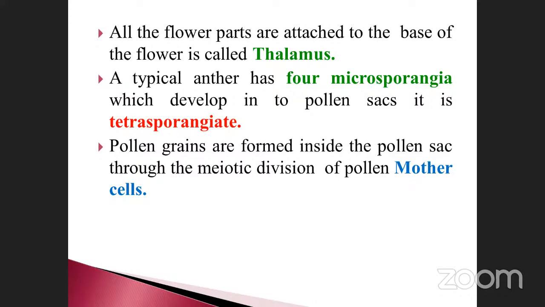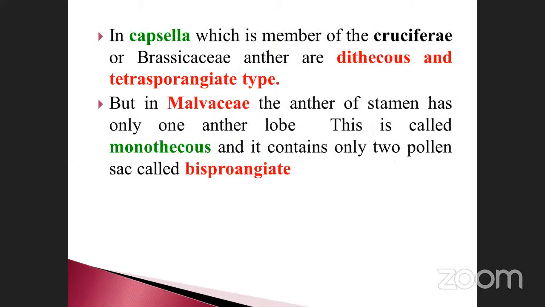Pollen grains are formed inside the pollen sac through the meiotic divisions of pollen mother cells. Okay, this is very, very important. The last one is Capsella, which is a member of the Cruciferae or Brassicaceae. The anthers are dithecous and also tetrasporangiate type. That's why Capsella: tetrasporangiate, dithecous, Cruciferae family. These are all very, very important.